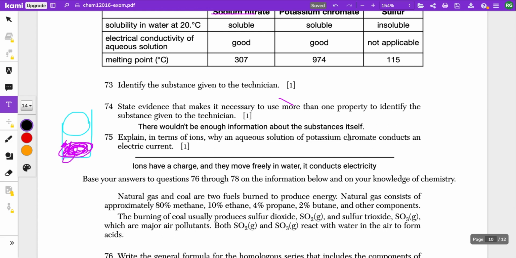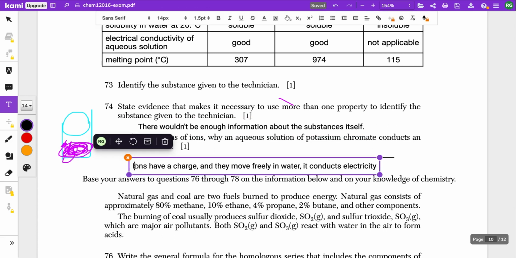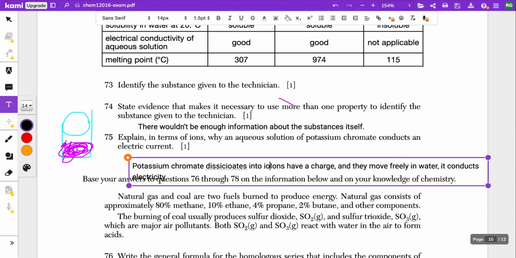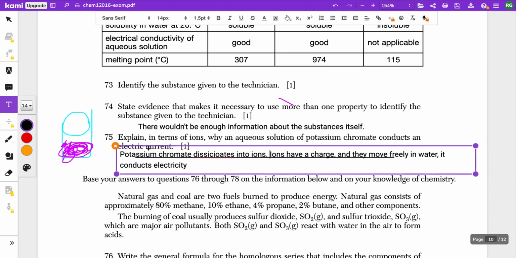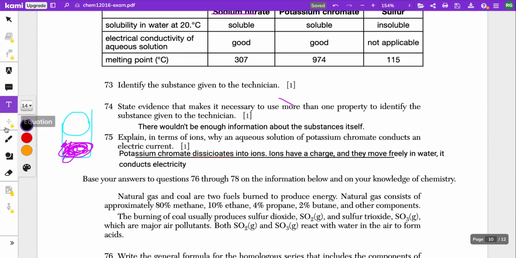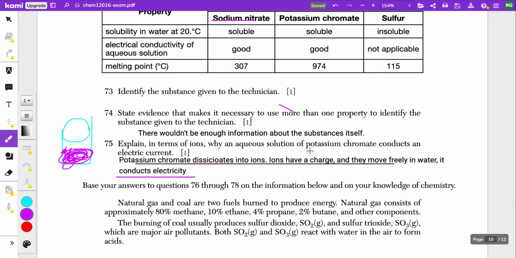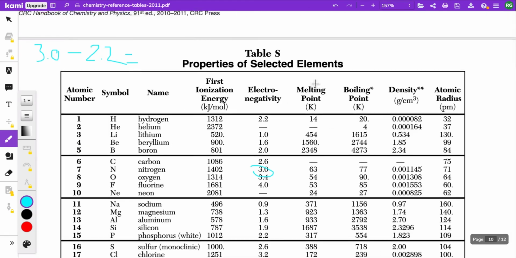So potassium chromate conducts electric current, and I have to mention that potassium chromate dissociates into ions. Basically, potassium chromate dissolves in water and dissociates into ions. It breaks up into a cation and an anion, and the ions have the charge and move freely in water, so it conducts electricity. Now, how do I know potassium chromate dissolves in water? Well, you're going to have to go to Table F.